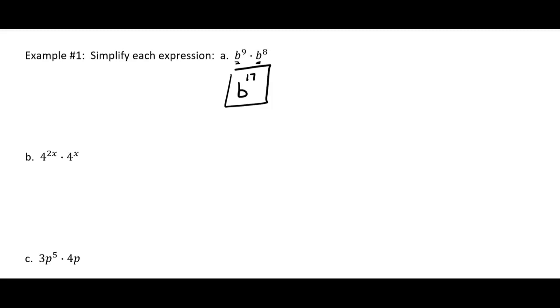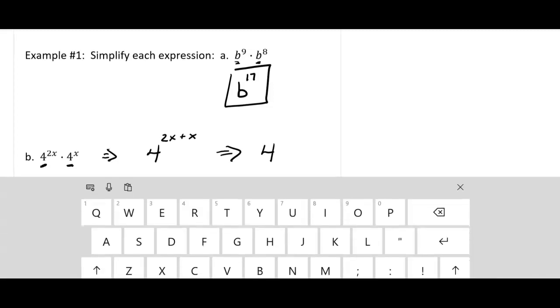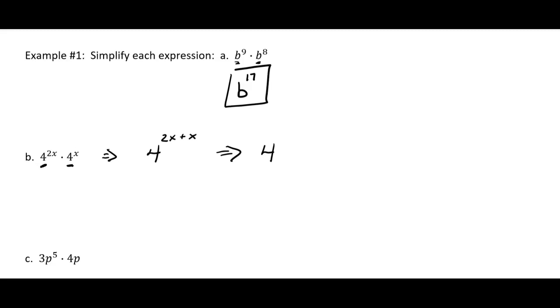Okay, the next one. Base of 4, base of 4. So I can add the exponents. I have 2x plus x. So this is going to be equal to 4 to the 2x plus x. But we know how to add those. Those are like terms. That's polynomial stuff that we did before. 2x plus x is 3x. Sorry that screen pops up. I'm not sure why it does that.